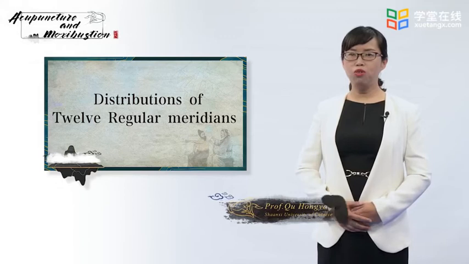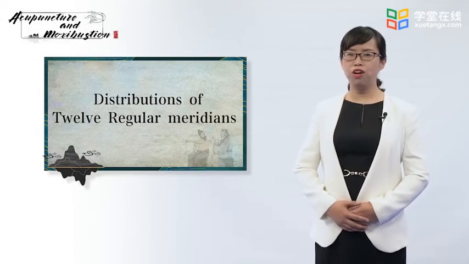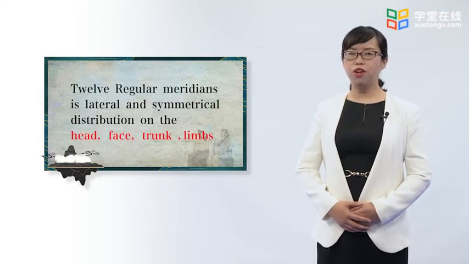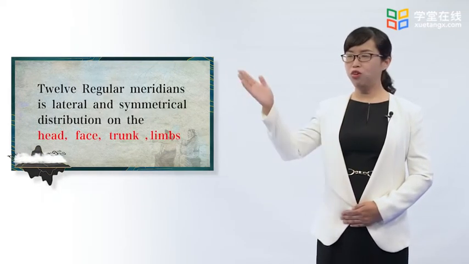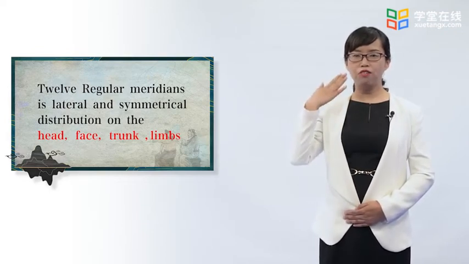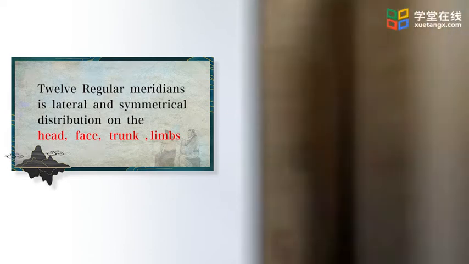Today, we are going to talk about the distributions of 12 regular meridians. The general rule for 12 regular meridians is lateral and symmetrical distribution on the head, face, trunk, and limbs.